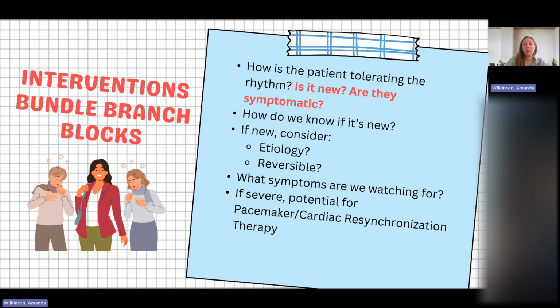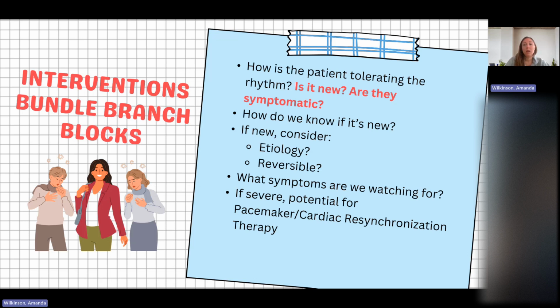So back to what do we do if we see a bundle branch block on a monitor? Number one, see how our patient is tolerating the rhythm. Are they symptomatic? Look for your cardiac output symptoms. Do they have chest pain, shortness of breath? Are they dizzy? Are they hypotensive? Is this block new? And if it is, what has caused it? It can be, again, related to an MI, PE, medications. Is there electrolyte imbalance? Is there a reversible cause for this that we can maybe fix?